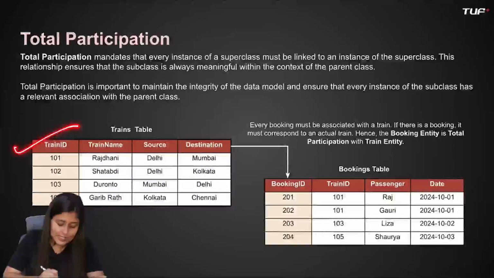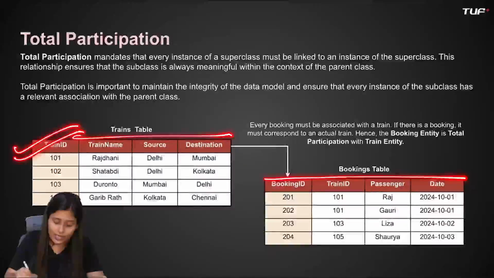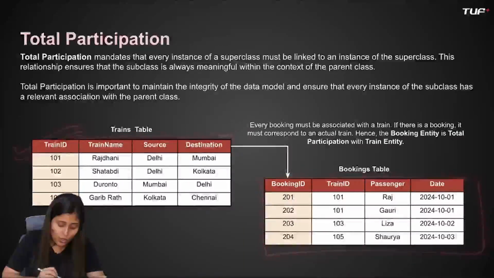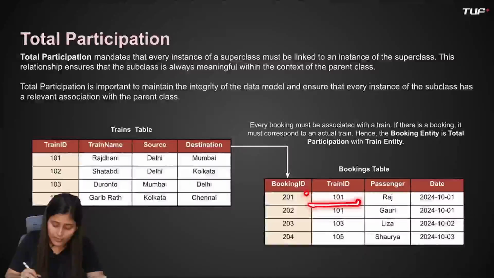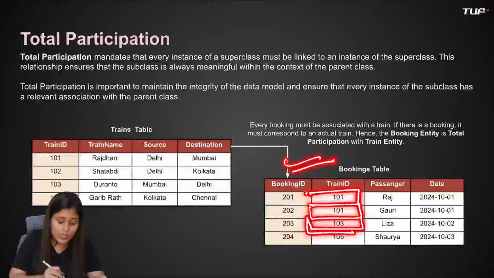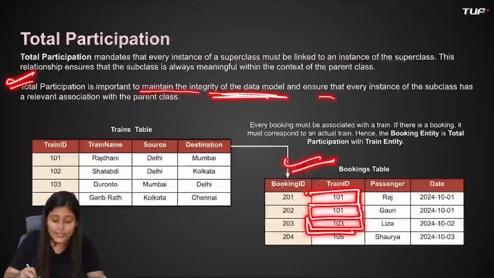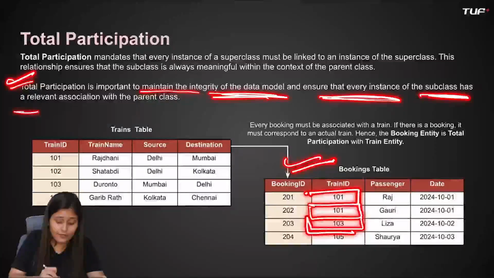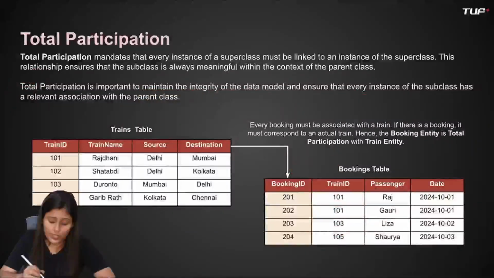Let's suppose here is an example: we have the train table, and we have the bookings table, right? You can see train IDs 101, 103, 102 and 104. Out of these, train IDs 101 and 103 are there in the bookings table. Total participation is important to maintain the integrity of the data model and ensure that every instance of the subclass has a relevant association with the parent class. So here every booking must be associated with a train.